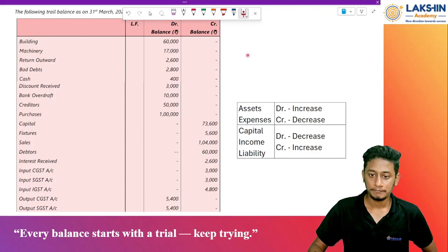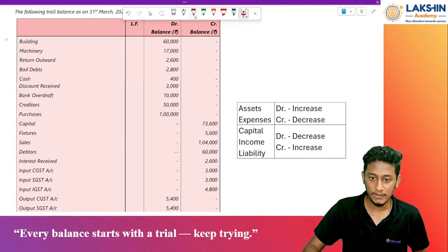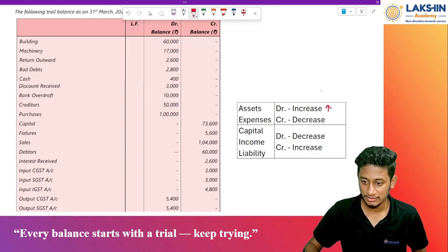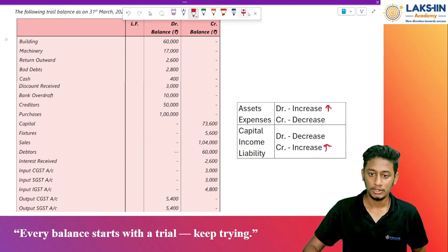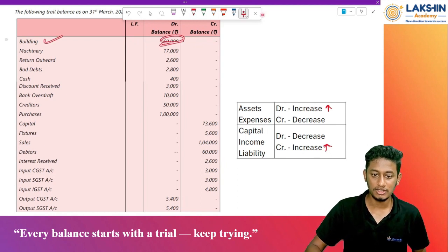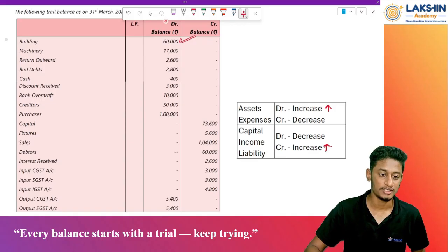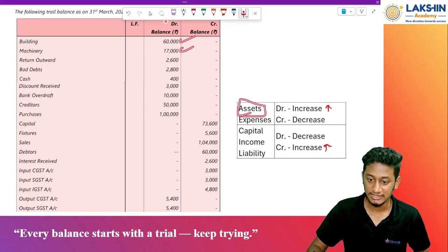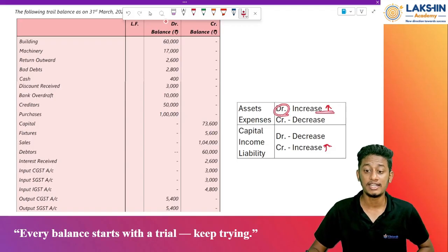Building is an asset. Where will the upward arrow be? I will put up the upward arrow. Increase. Okay. Now we'll just look at the upward arrows. Now, building, 60,000 rupees on the debit side. Is this proper or wrong? Building is an asset. Increase, debit. Correct. So no touching this. Then machinery. Once again, it's an asset. So therefore increase. So I can take it as a debit balance.